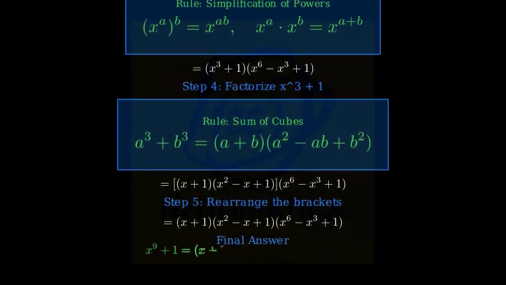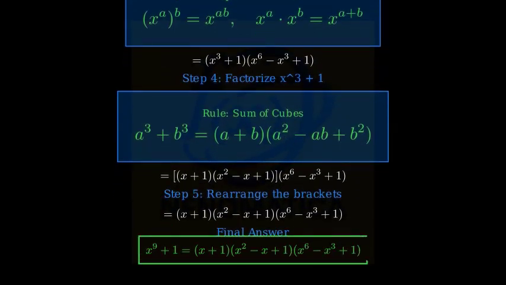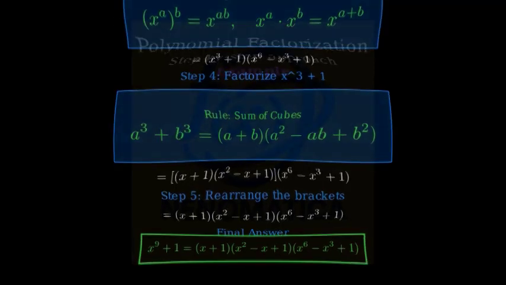Therefore, the complete factorization of x to the power of 9 plus 1 is (x plus 1) times (x squared minus x plus 1) times (x to the power of 6 minus x to the power of 3 plus 1). This is our final answer.